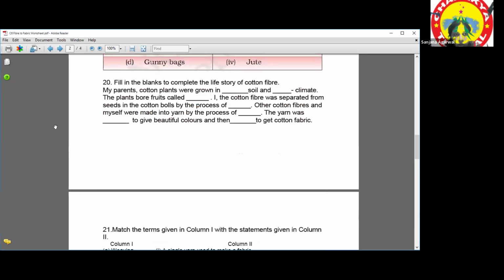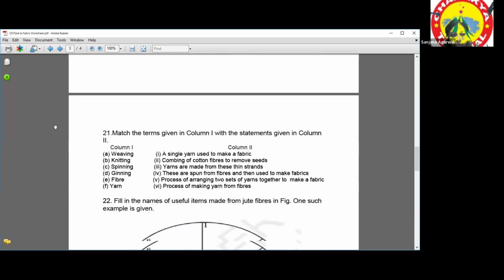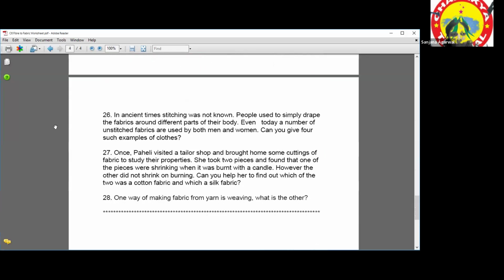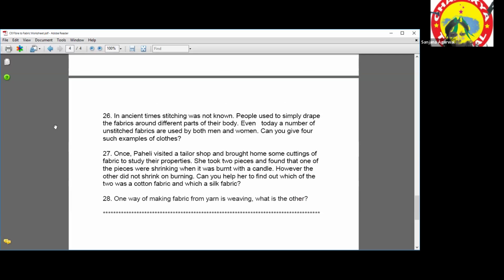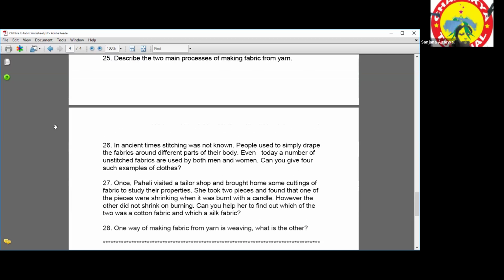19 is match the column. 20th is this. So 19 to 28 is your homework, okay? Complete this worksheet and prepare your answers. 19 to 28 is the list, huh?